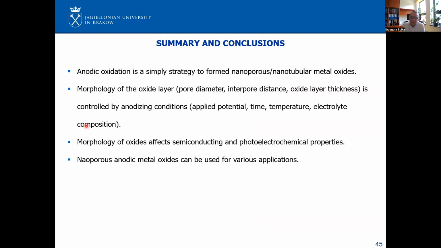Okay, to conclude, anodic oxidation is just a simple approach used for obtaining nanoporous and nanotubular metal oxides. Morphology of the oxide layer can be tuned a little bit by choosing appropriate anodizing conditions, and morphology also affects the semiconducting and photoelectrochemical properties of the received materials. And finally, nanoporous anodic metal oxides can be used for various applications, as I tried to show you.